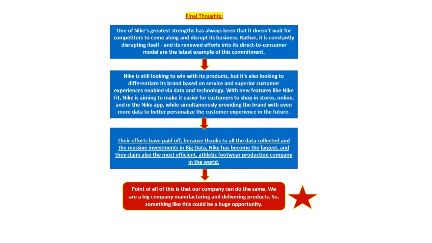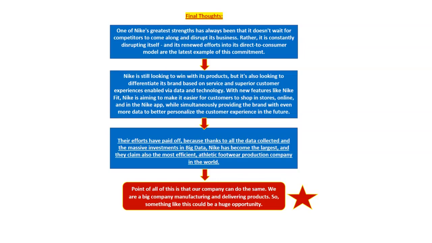So TreadCushy can think about first mover advantage, can think about setting the path by itself. It doesn't have to wait for someone. Secondly, Nike is still looking to win with its products, but it's also looking to differentiate, always trying to do something different, new features, new innovations. Their efforts have paid off because thanks to all the data collected and massive investments in big data, Nike has become the largest and also the most efficient athletic footwear production company in the world.